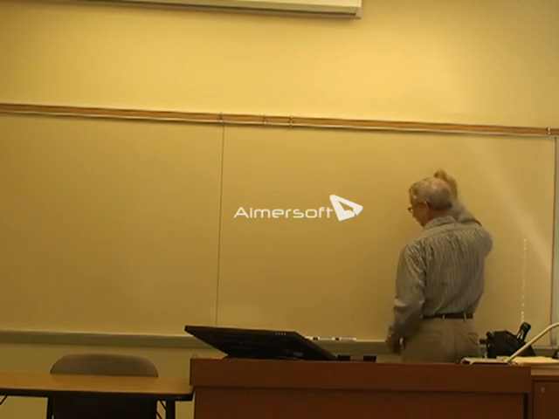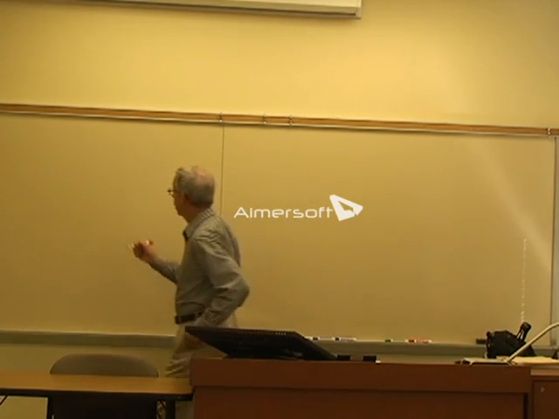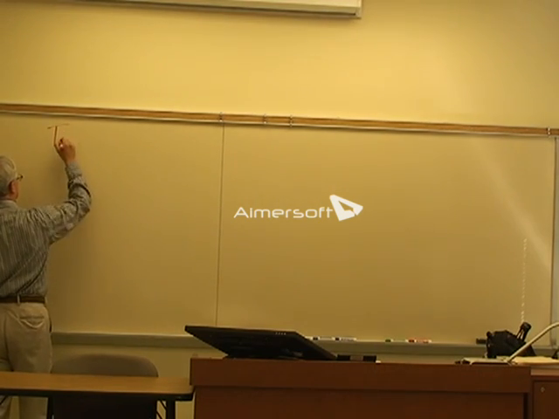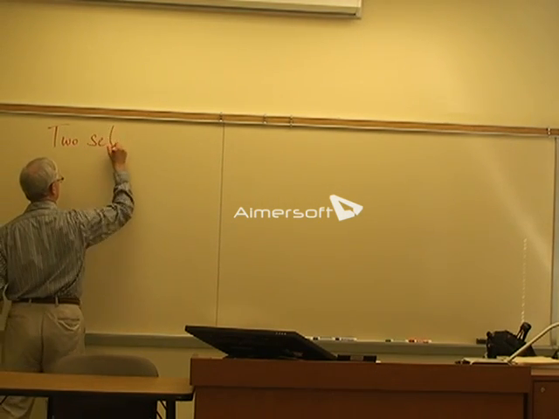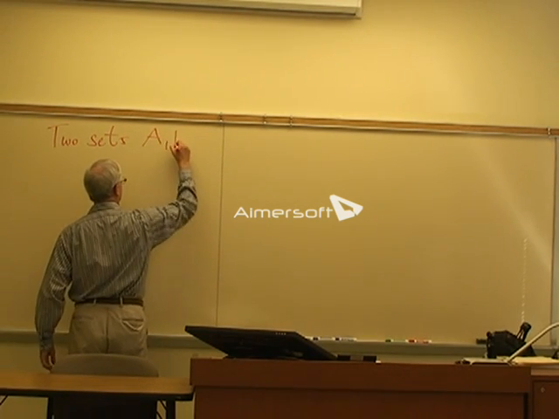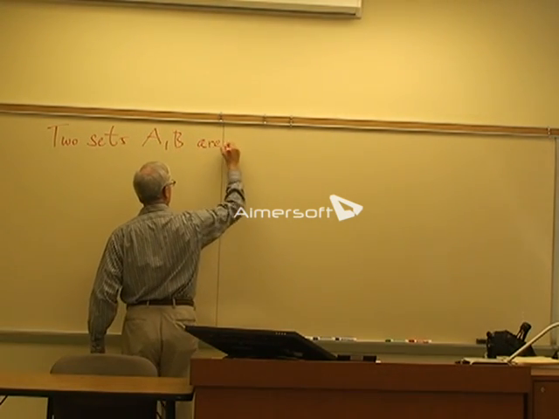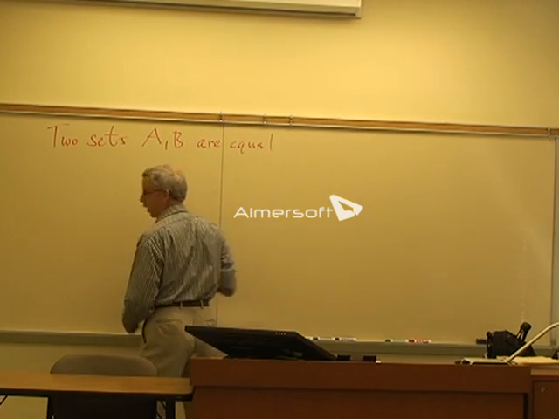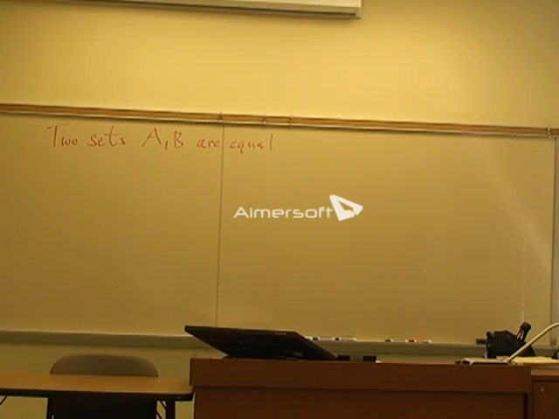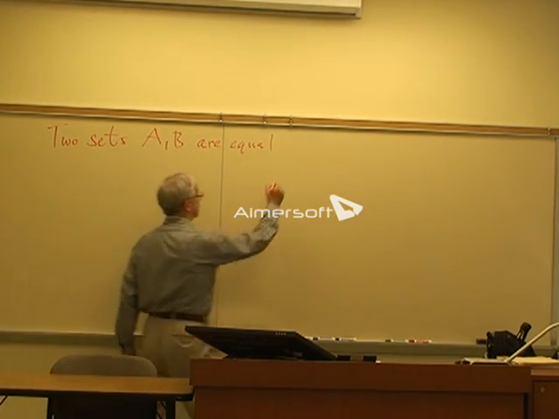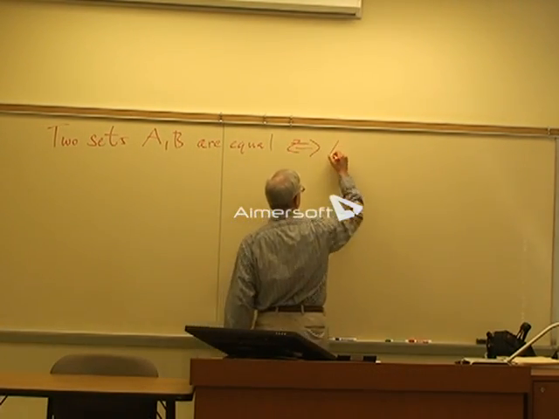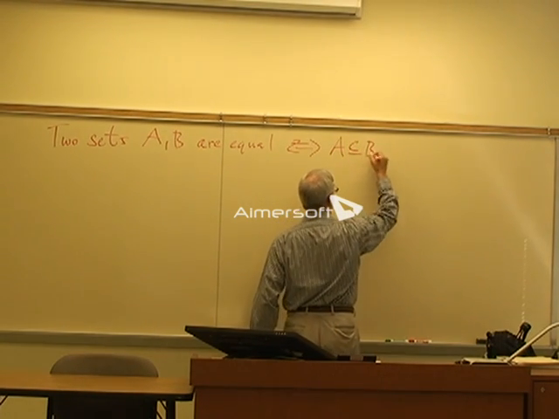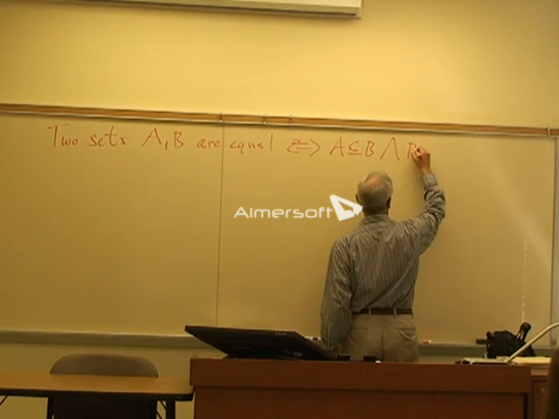Now that we have our basic set operations, remember two sets are equal under what conditions? What do we need to be true for those two sets to be equal? They're both subsets of each other. Yeah, that's the precise definition. A equals B if and only if A is a subset of B and B is a subset of A.